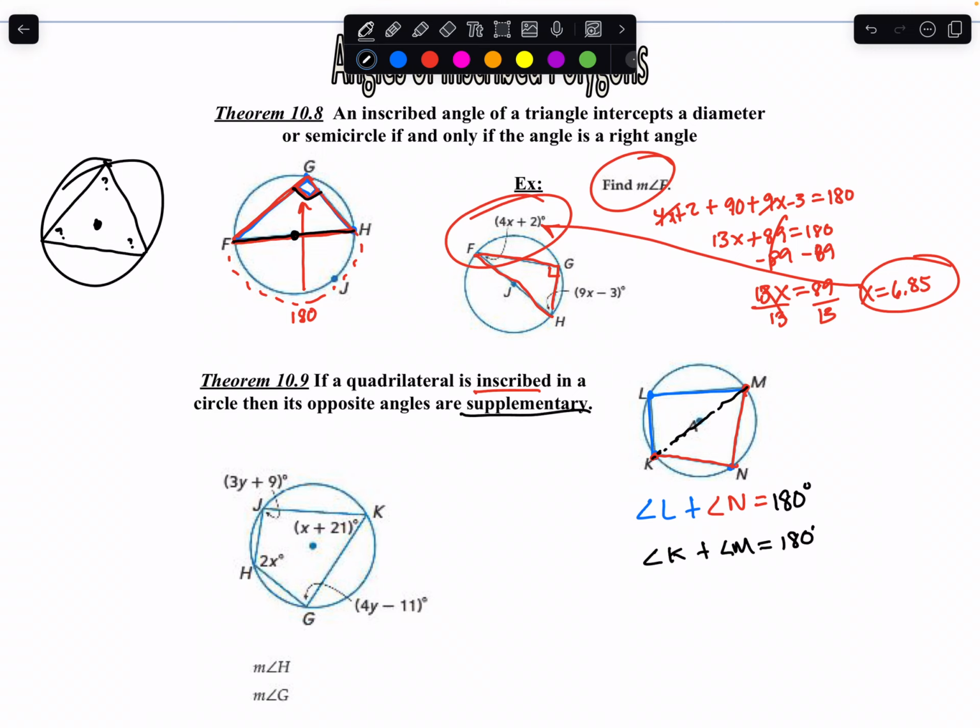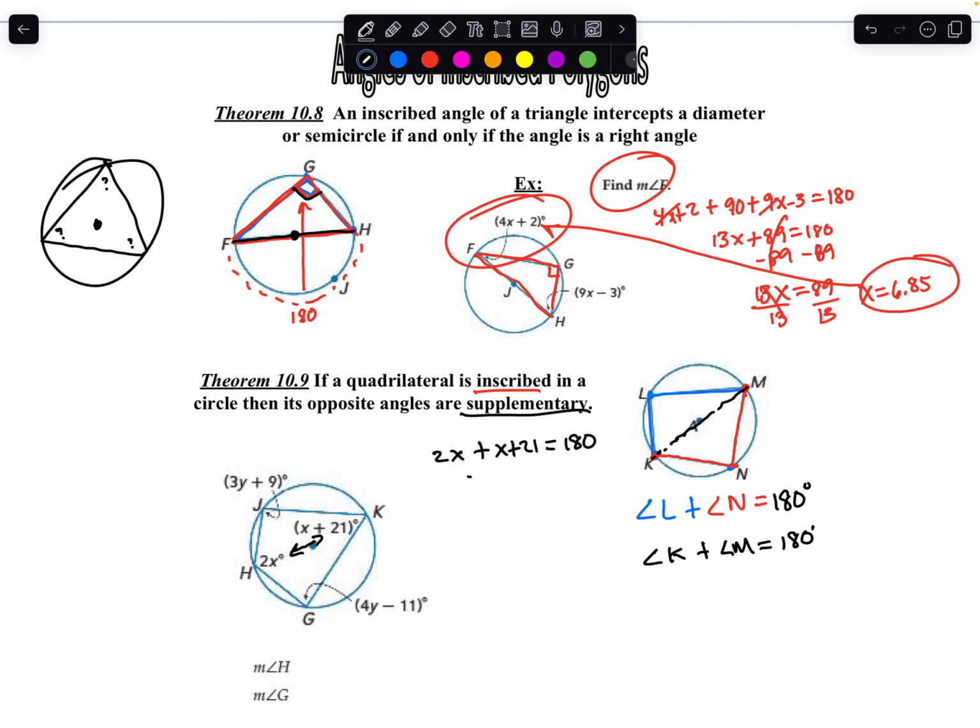So here we have a scenario. Notice how we have 2 angles opposite of each other. These 2 angles, K and H, are opposite. So if I want to solve for x, I can say that those 2 add up to 180. 2x plus x plus 21 is equal to 180.